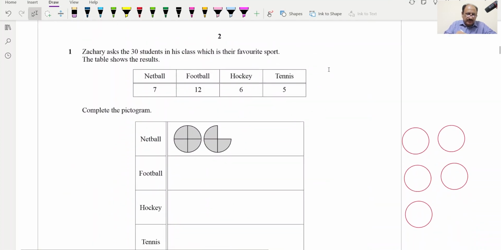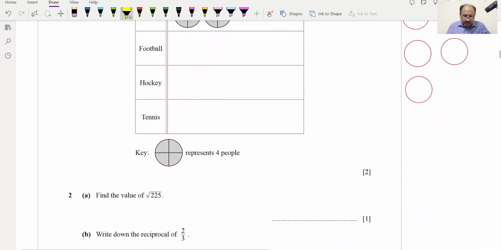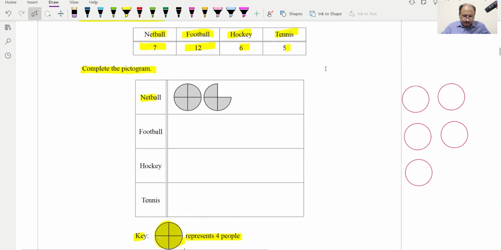Question 1 says this person asked the 30 students in his class which is their favorite sport. The table shows the results. Netball, football, these are the games, and these are the people who have chosen this one. Complete the pictogram. Netball they have completed for us, which is 7, and from here the key is provided. This complete circle with 4 portions represents 4 people.